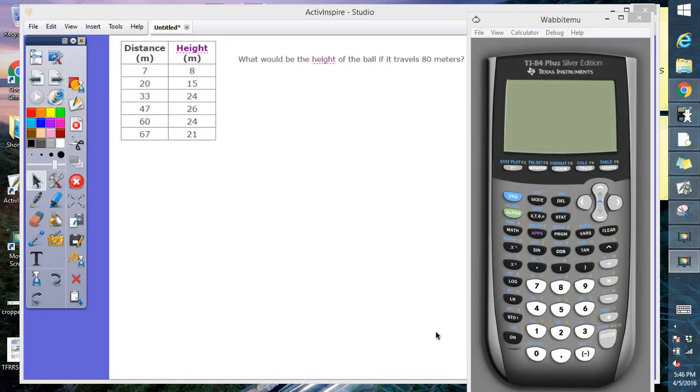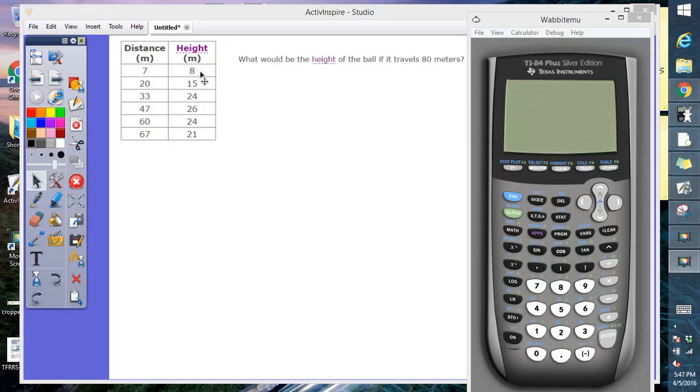We're going to talk about quadratic regression and how it differs from linear regression. The problem I'm going to pose to you today is this XY table, like we've been working with, and this data is from someone who threw a shot put. When the shot put had traveled 7 meters, it was at a height of 8 meters.